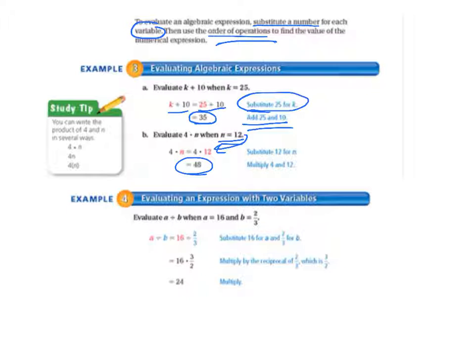Example 4, evaluating an expression with two variables. So it gets a little bit trickier here, and you have to really pay attention to which variable is your A and which is B, and where to put your numbers. So we have A divided by B, and we substitute in 16 for A and 2/3 for B. So A divided by B equals 16 divided by 2/3. And we know to multiply by the reciprocal of 2/3, which is 3/2. So 16 times 3/2 equals 24.